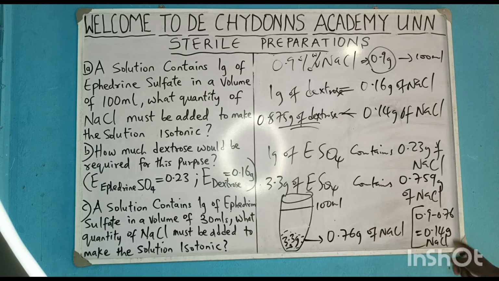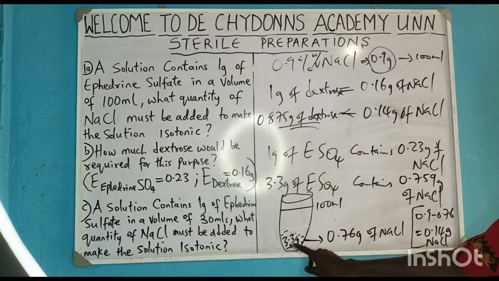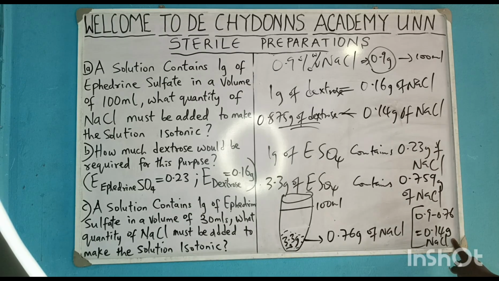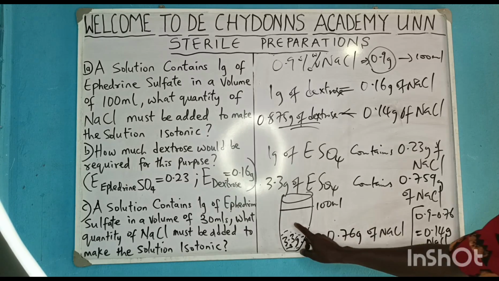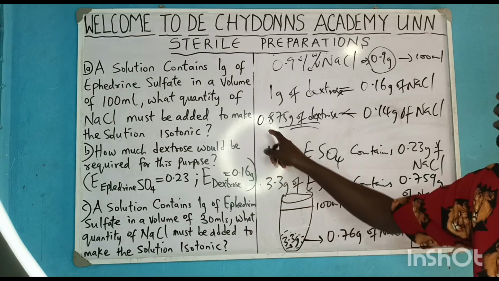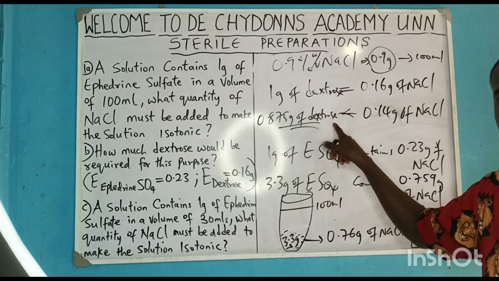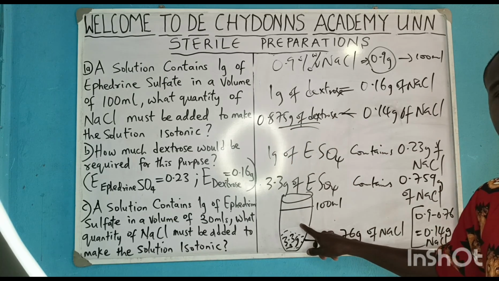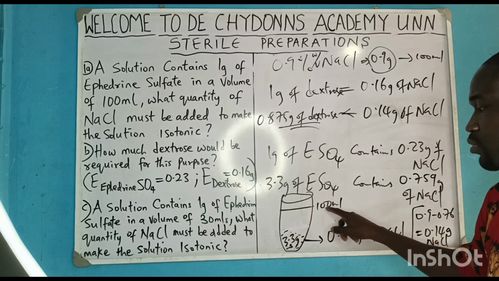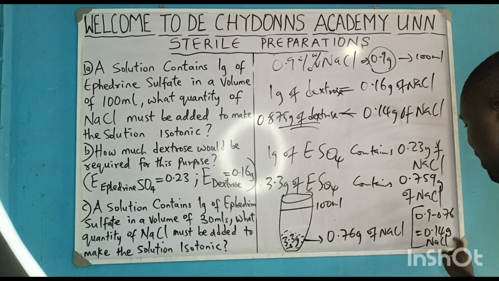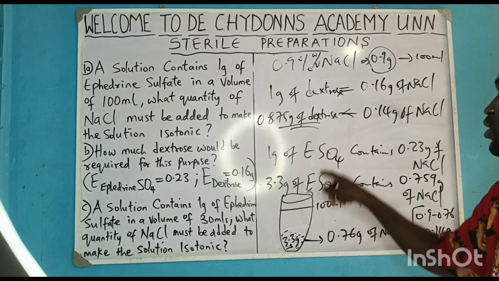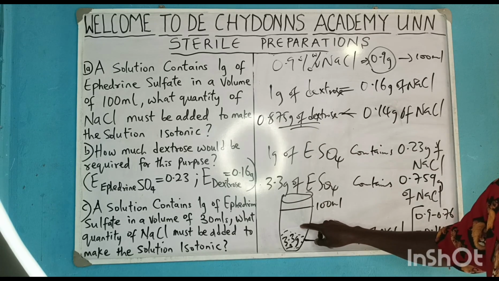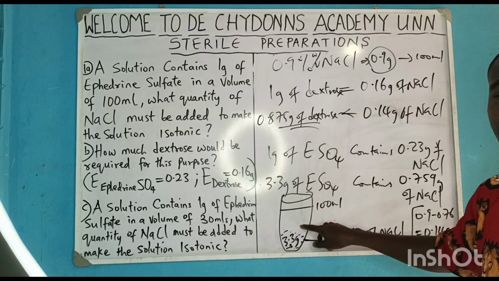Then we succeeded to see that we have this content of sodium chloride in 3.3 gram of ephedrine sulfate, and which needs 0.14 gram of new or fresh sodium chloride to make it to be isotonic, or which needs 0.87 gram of dextrose to make it to be what? Isotonic. All of them will be made up to 100 ml. If you are putting this here, you make it up to 100 ml. If you are putting this dextrose here, you make it up to 100 ml. That is when you will get it to be correct.